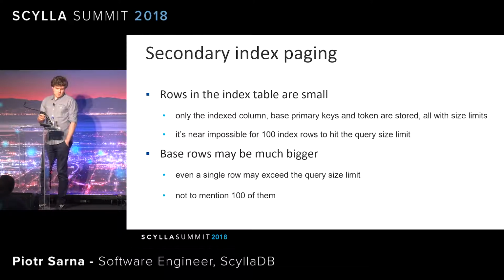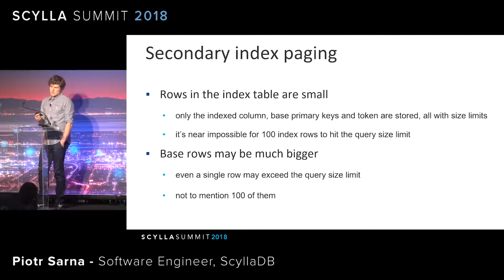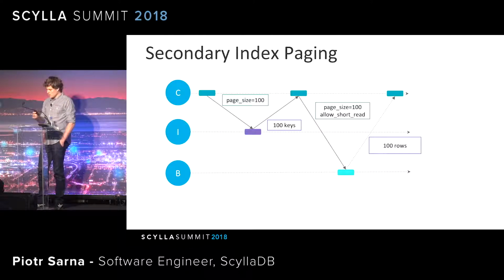Base rows, on the other hand, can be much bigger. First of all, we can have some blob values in there that reach megabytes. We can have big collections in here. So even a single base table row can be big enough to hit the query size limit, and 100 of them is, well, even more likely to hit it. So we need to take that into account.